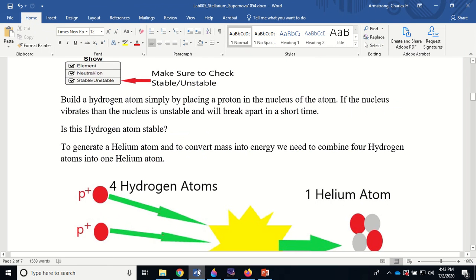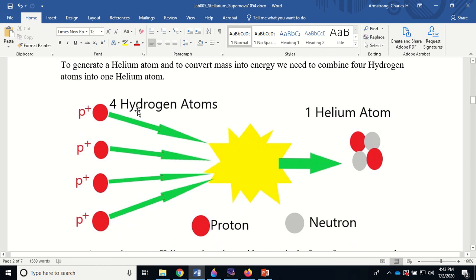Okay, so then what we want to do is do what the sun does. It's going to take 4 of those protons. 1, 2, 3, 4. Big explosion happens. A bunch of complicated stuff. I'm leaving out a lot of different stuff that goes on in here. But the end result is a helium atom that has 2 protons and 2 neutrons. So let's go ahead and go back to build an atom.